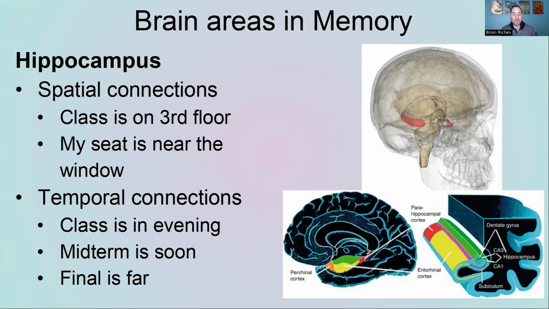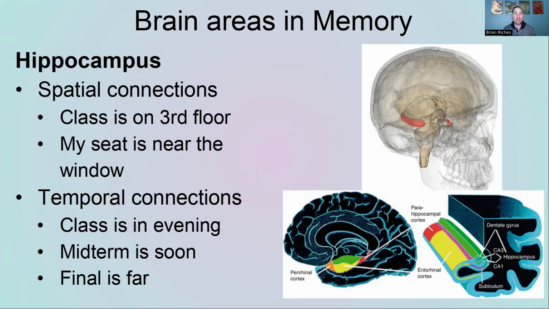So that's spatial connections. And we do this when we visualize too. If we're visualizing and using a mnemonic like the method of loci, we are using spatial connections of, say, a house or a room or a park, someplace that we know really well and can imagine ourselves in visually. We're using spatial connections. The hippocampus does that really well. It's a very important piece of that puzzle, but also temporal connections.